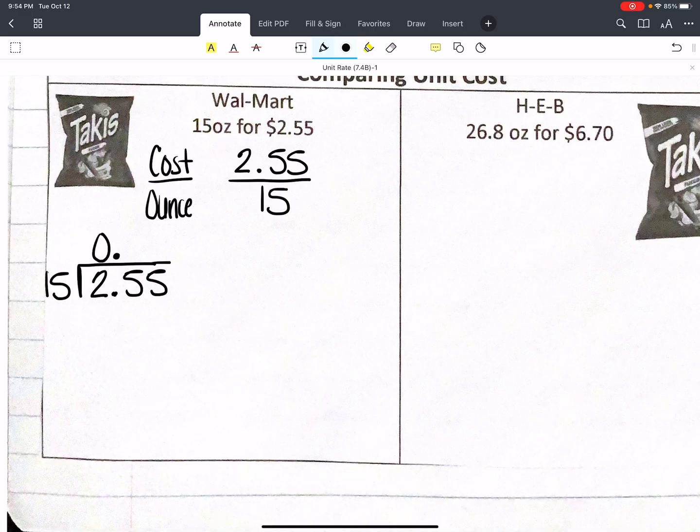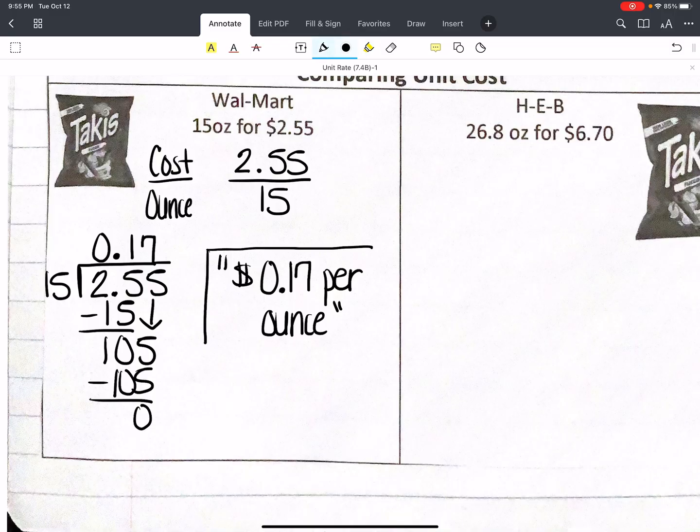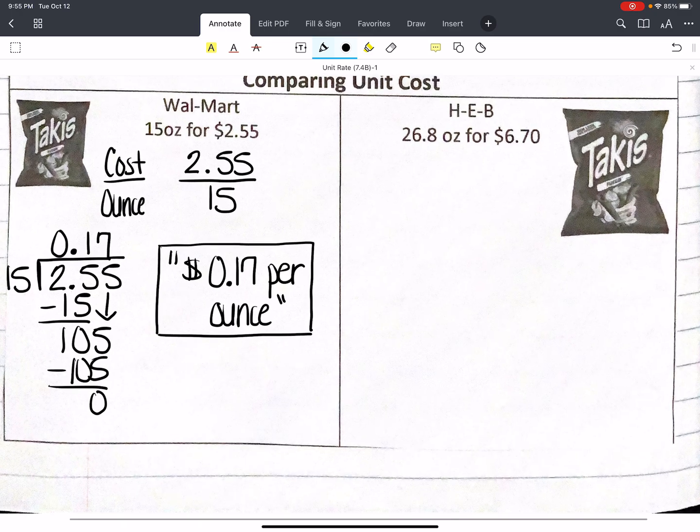15 cannot go into 2, but it can go into 25 one time with a remainder of 10. I bring down my 5. It can go into 105 7 times. So for the smaller bag of Takis, we'd be paying 17 cents per ounce. Now let's look at the larger bag to see if it's cheaper per ounce.